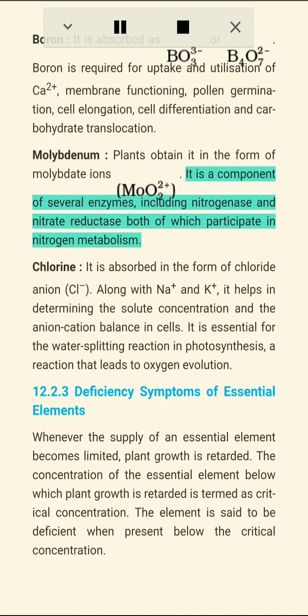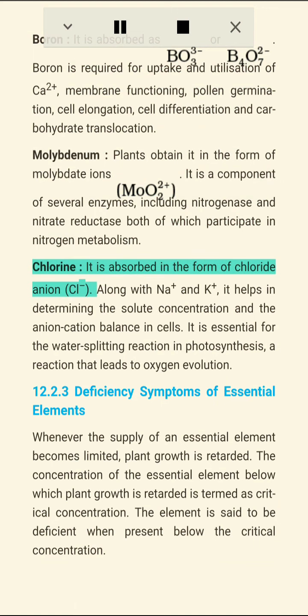Molybdenum. Plants obtain it in the form of molybdate ions. It is a component of several enzymes, including nitrogenase and nitrate reductase, both of which participate in nitrogen metabolism.